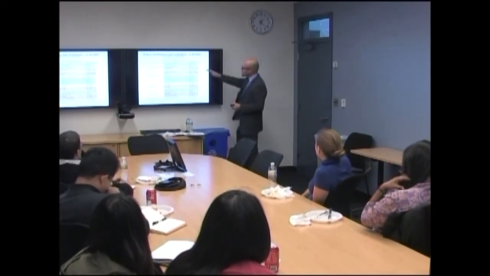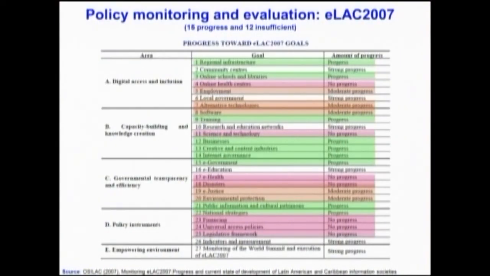So, for example, this was the eLAC 2007. It had 27 different goals: software, local governments, business, e-education, e-health, disaster management. Very important application for ICT, right? Universal access policy, legislative frameworks, public information and cultural patrimony. So different goals that the governments put in this action plan. At the UN, as a secretariat, we evaluated it. The green ones we did well, the orange ones we did somehow, and the red ones we did bad, and the white ones we did best.